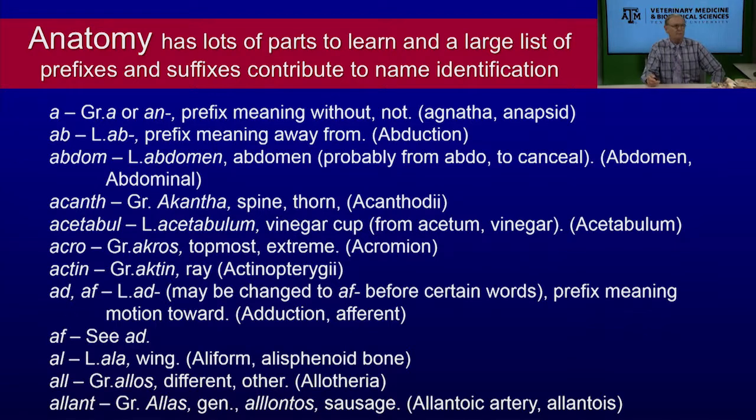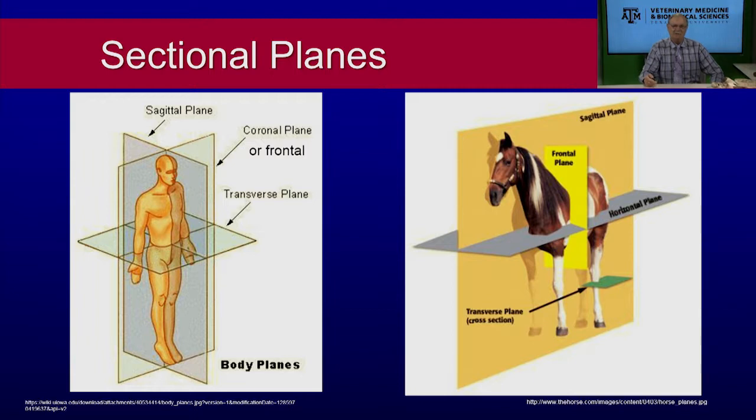different structures. For example, AB means away from: abduction means to move away from, whereas adduction means to move towards. So just by changing that one letter, you change the direction of the physiology associated with that structure. These are just the start of the alphabet, but they go all the way down through the alphabet, these suffixes and prefixes that you'll have to be able to identify to help you identify the different naming. Also, in the naming of structures are the different planes that you have.